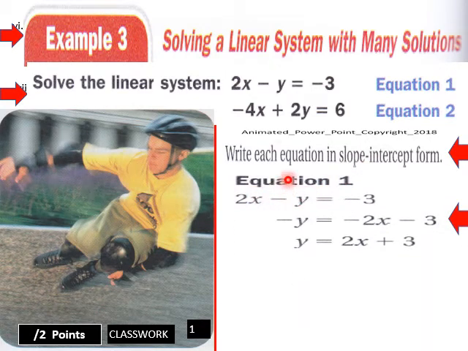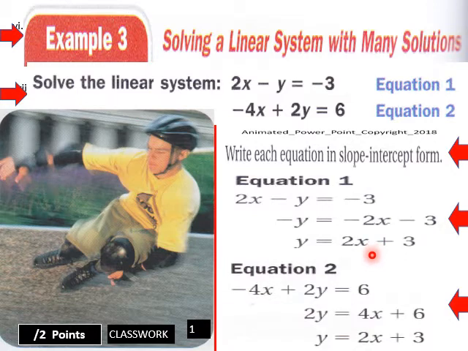So equation 1 up here, we got to isolate our y over here. So we got to move our x over. So we have -y equals -2x minus 3. And then we got to get rid of this -1, so we multiply through by -1. And we end up with y equals 2x plus 3. There's our slope-intercept for equation 1. And then same thing for equation 2. We got to isolate our y, so we move our x over. Then we multiply through by 1/2. And we end up with y equals 2x plus 3.